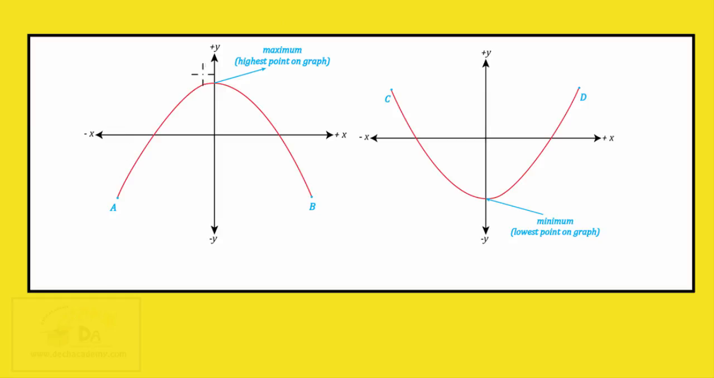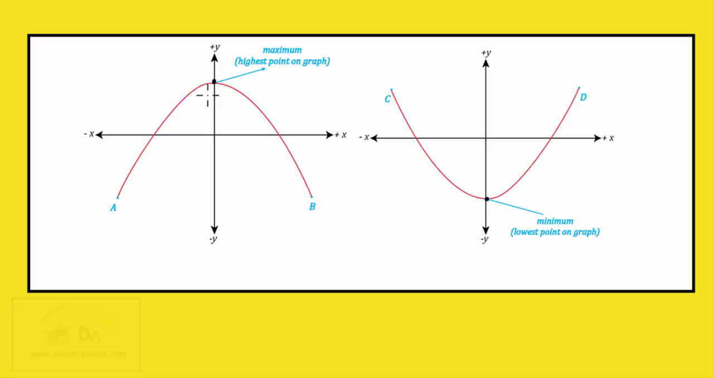So we have a quadratic graph here. The highest point, the point itself, is known as the turning point. This point has coordinates. Just like we described in the previous video, we have y-intercept and x-intercept. The y and x-intercepts are points on a graph, and these points have coordinates. Here we have a maximum point, the highest point on this curve. It has coordinates. Here, this curve has a minimum, the lowest point on the graph, and this point also has coordinates.